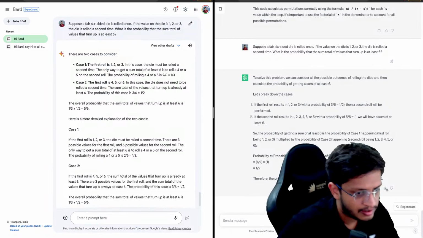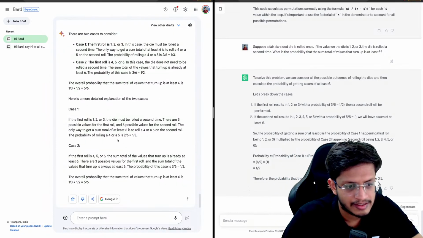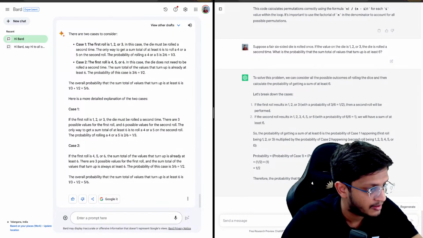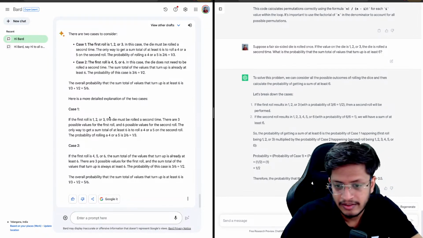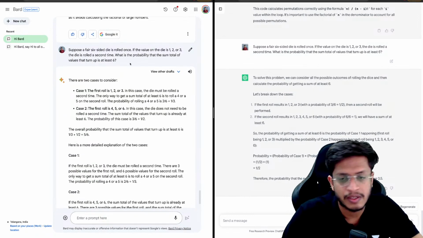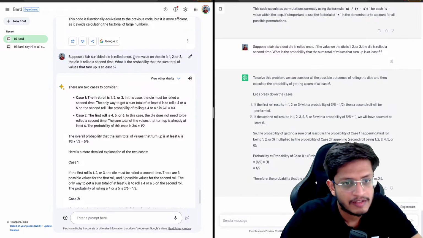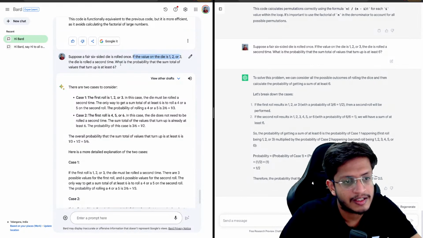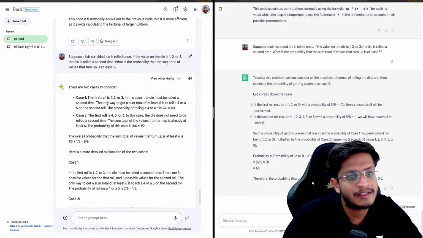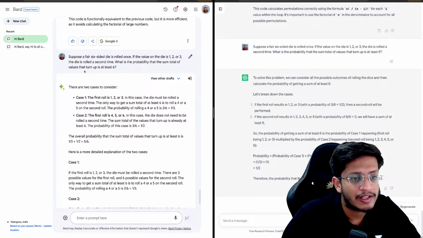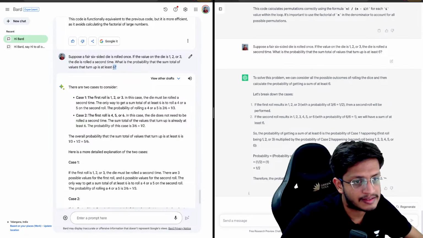So again, still the answer by both the platforms is different. And actually none of them is correct. So let's see the question. Suppose a 6-sided die is rolled once. If the value on the die is 1, 2, or 3, the die is rolled a second time. What is the probability that the sum of the total of the values that turn up is at least 6?